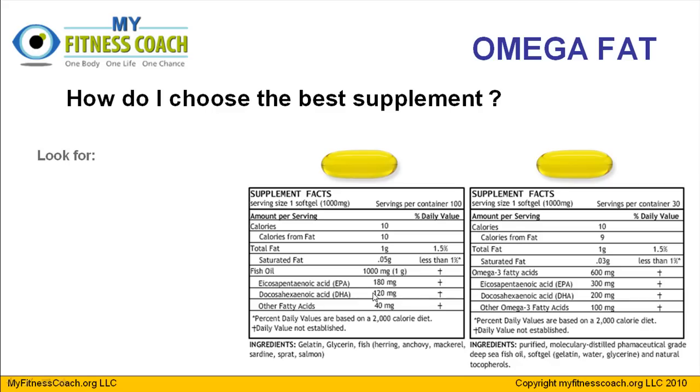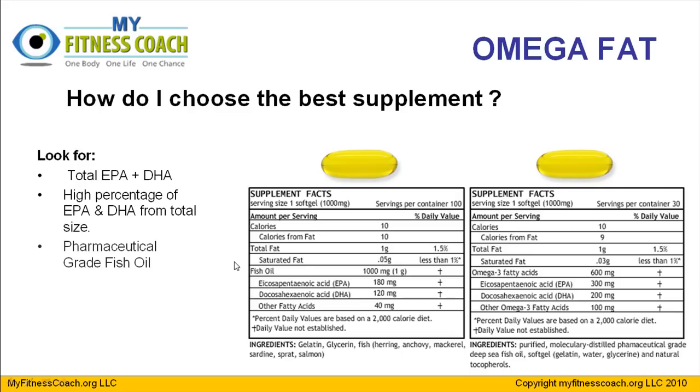So what are you looking for? Well, here's a couple really important points. You're looking for the total amount of EPA and DHA. The higher, the better. The higher percentage of EPA and DHA from the total size is what I'm referring to there. So here's 300 milligrams of EPA plus DHA in 1,000. Here is 500 milligrams of EPA plus DHA in another 1,000. So there's a higher concentration here than there is in this supplement. Also, look for pharmaceutical grade fish oil.